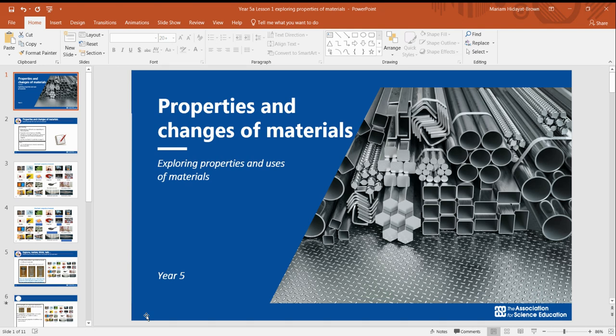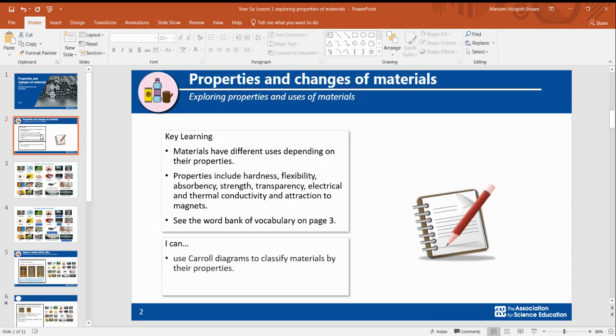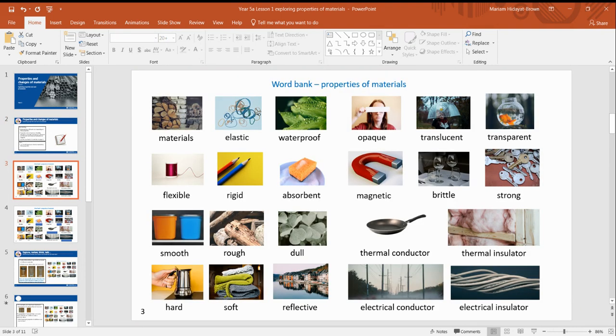And in this session, we are going to be reviewing properties and materials. And in particular, you're going to be looking at revising the vocabulary that you can use to describe the various properties of different materials. So we're going to be looking at materials that have different uses depending on their properties and looking at vocabulary such as the following. So this is the sort of words that you could use when you are describing the properties of materials.